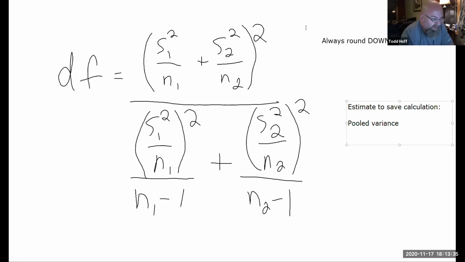Now, in our case, we have the technology available to us. We're going to be using the calculator or Minitab. So there's no reason for us not to do the regular degree of freedom calculation here.